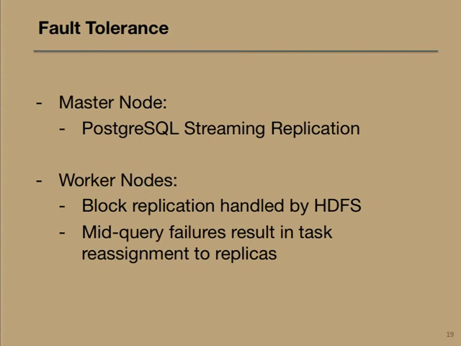And at the worker nodes, since we are delegating the storage problem as well as the fault tolerance problem to HDFS, if one of those nodes fails, we already know that the actual data has been replicated to a bunch of neighbors and can quickly fail over to them. The missing piece, the piece that we actually had to implement on our own, is the ability to detect, if a query is in the process of executing, that a node which is responsible for some of these fragment queries has gone down, and to reassign those queries dynamically to other replicas in the system.